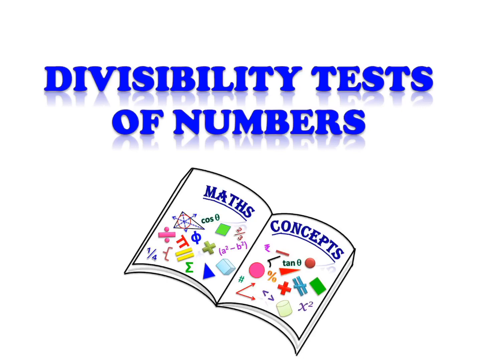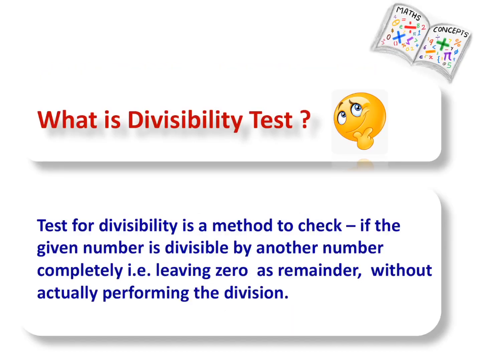In our last video, we learnt about divisibility tests for numbers 2 to 6. In this video, we are going to learn divisibility tests for numbers 7 to 11. We already know what a divisibility test is. It is a method to check whether the given number is completely divisible by another particular number without actually performing the division. We simply apply the divisibility test and we can tell whether the given number is divisible by another particular number or not.